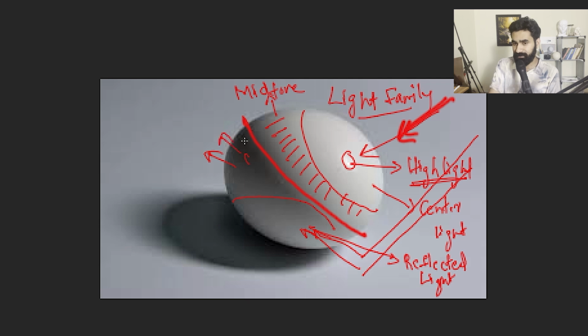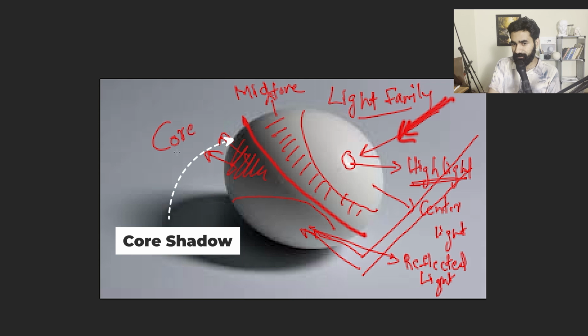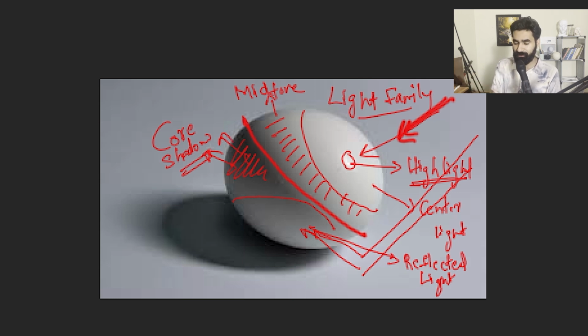This part is very dark. Can you see it's very dark? That is called core shadow. Core shadow is actually the darkest shadow on the form. If you take the full egg, here the egg is a form, right? The darkest shadow is the core shadow. Clear, right? So these are the different terms you have to remember with respect to the value on this form.